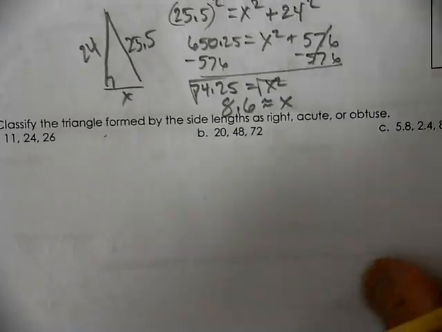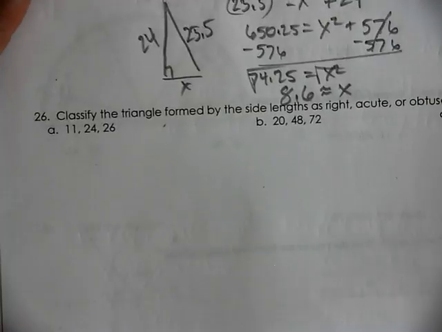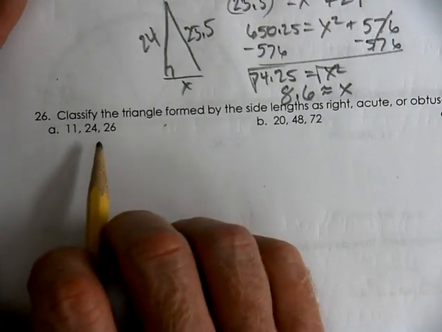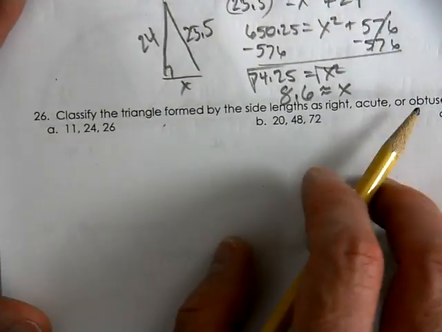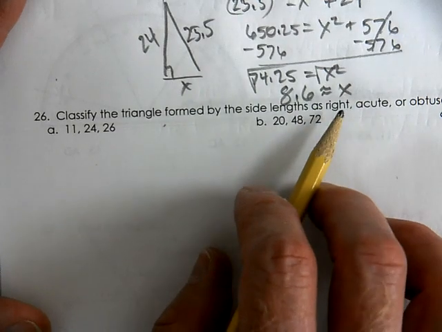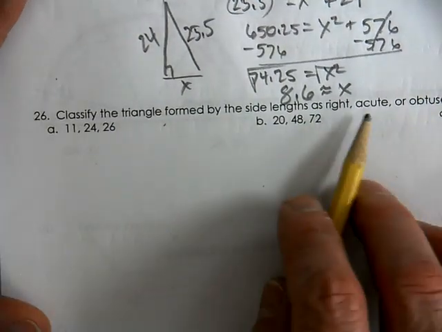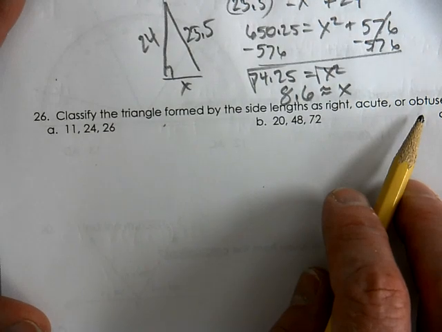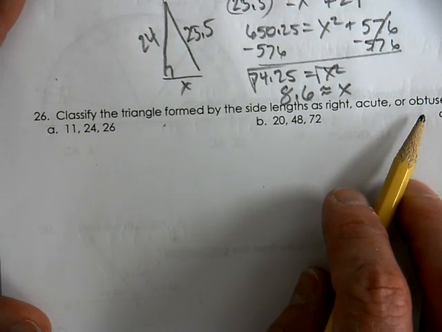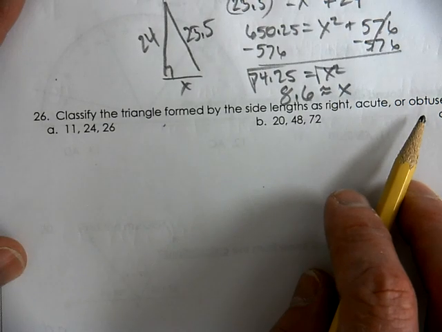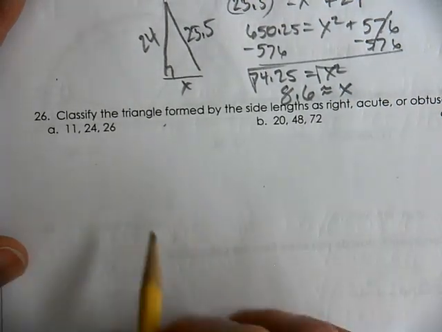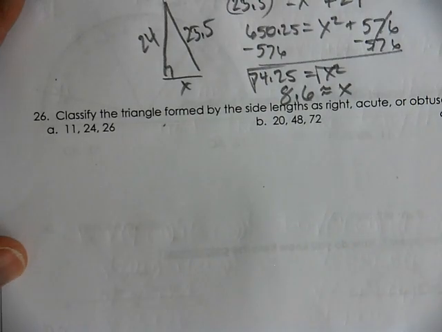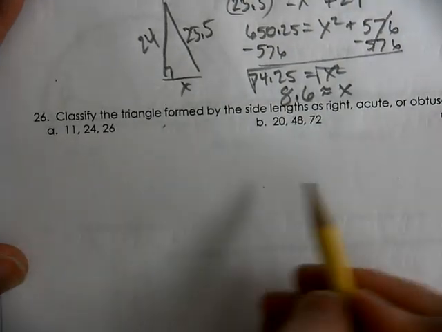And the last few questions, we're trying to determine what type of triangle we have. So this is the converse of the Pythagorean theorem. That would be if you have a squared plus b squared that equals c squared and they equal, then it's a right triangle. Okay? I'll put some notes in here for you.